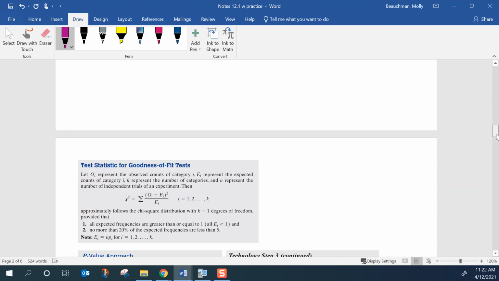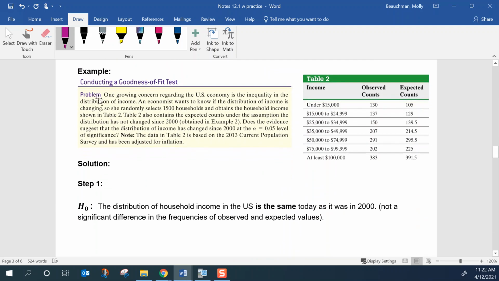The problem says, one growing concern regarding the U.S. economy is the inequality in the distribution of income. An economist wants to know if the distribution of income is changing. So she randomly selects 1,500 households and obtains the household income shown in the table. The table also contains expected counts, under the assumption the distribution has not changed since the year 2000. We're going to see how to do that in just a second. Does the evidence suggest the distribution of income has changed since the year 2000 at the alpha equals 0.05 level of significance? So how do we get these observed and expected counts?